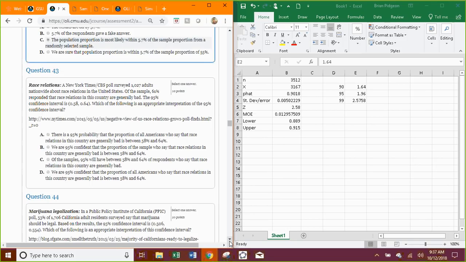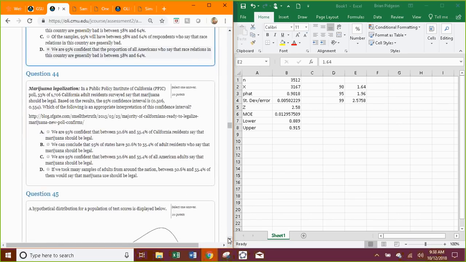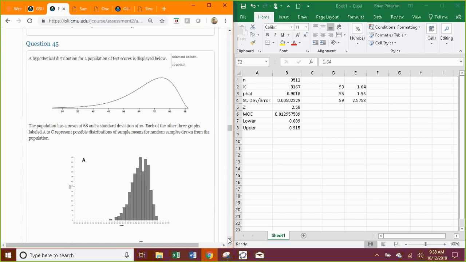All right. The 95% confidence interval for this is 0.58 to 0.64. Which of the following is an appropriate interpretation of the 95% confidence interval? Well, there is 95% probability. Nope. We are 95% confident that the proportion of the samples. Nope. Of the samples, 95% will have between. Nope. We are 95% confident that the proportion of all Americans who said that race relations in the country are generally bad is between 58 and 64%. There you go. I'm not answering question 44. It's the same thing.